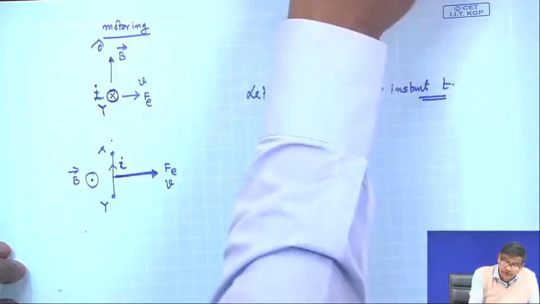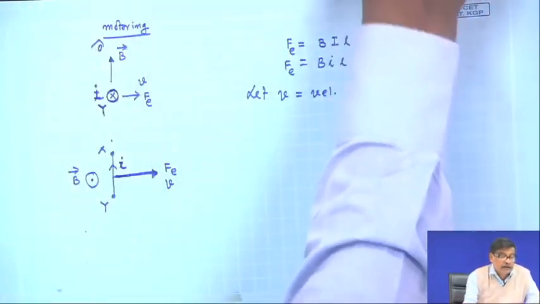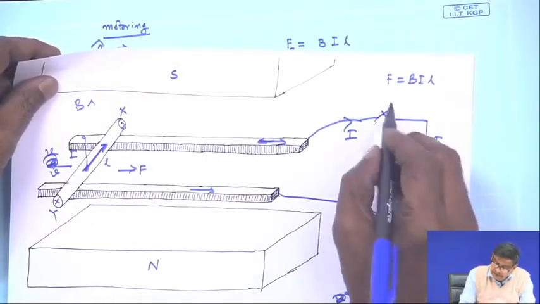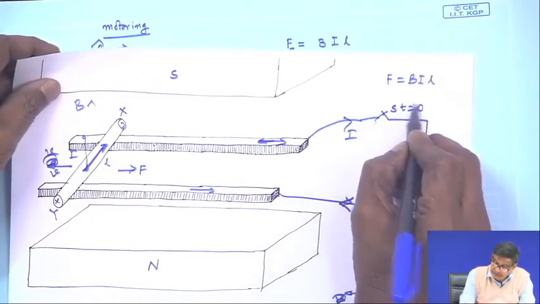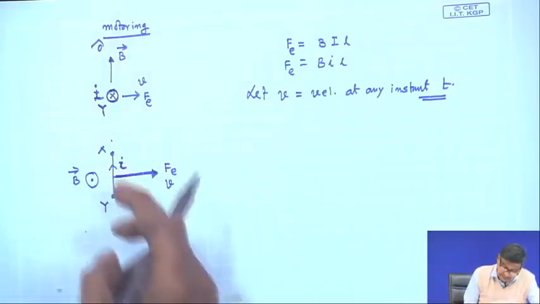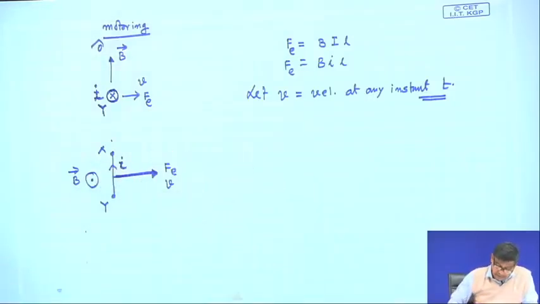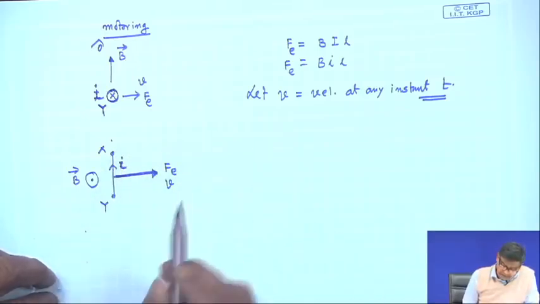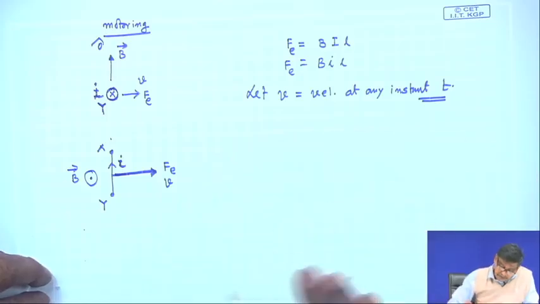What is t equal to 0? t equal to 0 is the instant when I have closed this switch. This is S, t equal to 0. I have energized this conductor. Okay, and rails I am not drawing, it is going like this. BIL is the force.